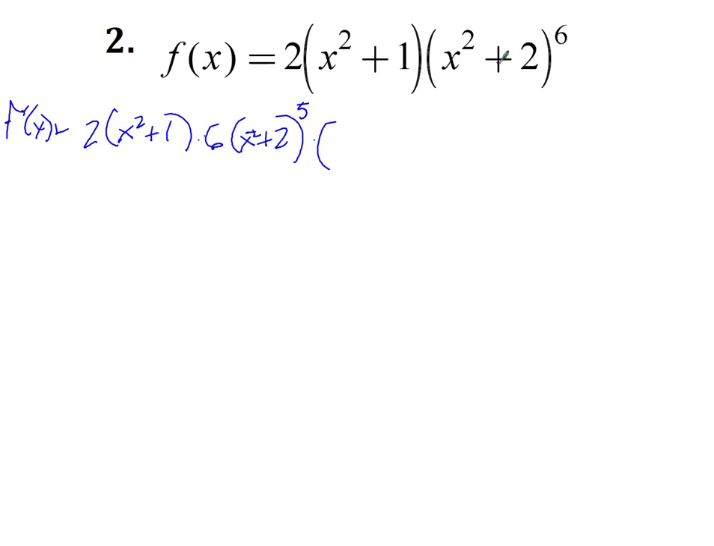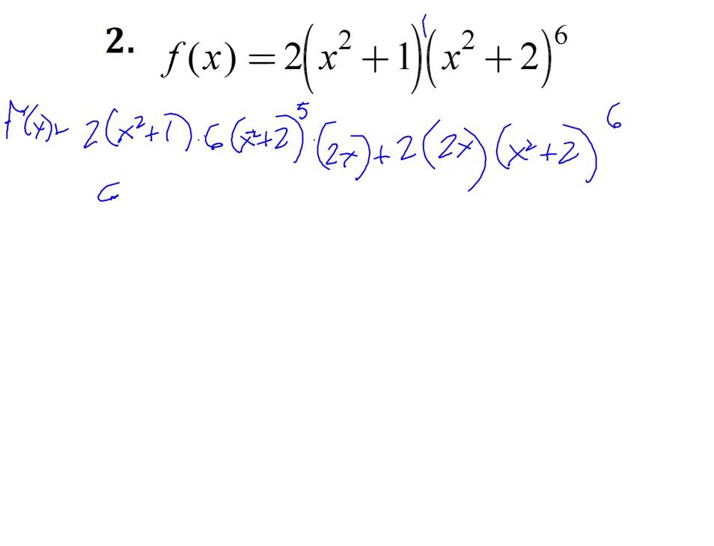Times the derivative of what's inside here, which would be 2x, plus the derivative of the first one. Now this is to the first power, so all you do is take the derivative of what's inside. It's going to be 2 times the derivative of what's inside here, which would be 2x, times the second component intact. Now I'm going to clean this up a little bit.